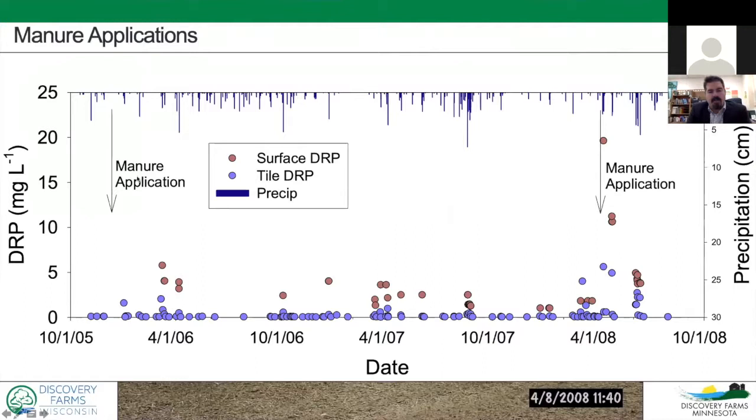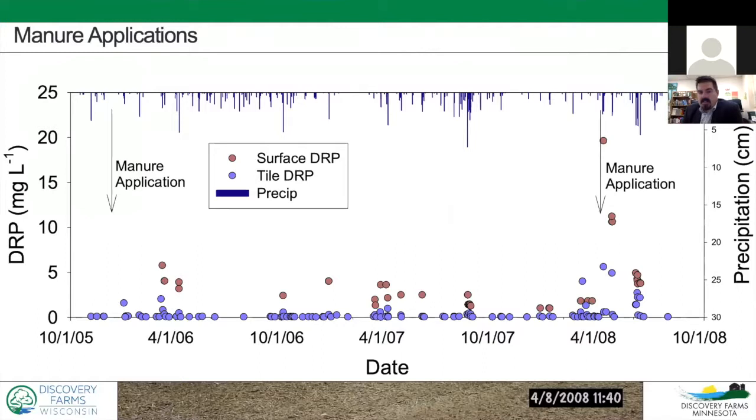This is the field that received manure every other year. So in the first year, you're going to see this first on the left here, this arrow. This is when manure was applied. And then we're looking at, in the blue here, the phosphorus concentrations in the tile drain. See, not a big spike at all. But then we look at the second manure application 2 years later, manure was applied and boom, we see spikes in both surface and tile phosphorus concentrations in that scenario.